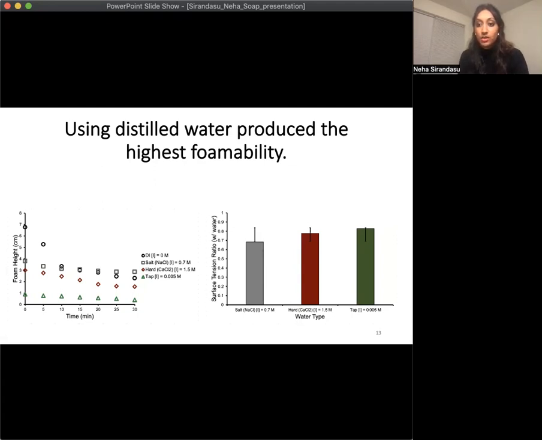Lastly, if we look at the surface tension, we can see it follows the expected trend, where those with higher foam heights produce lower surface tensions.